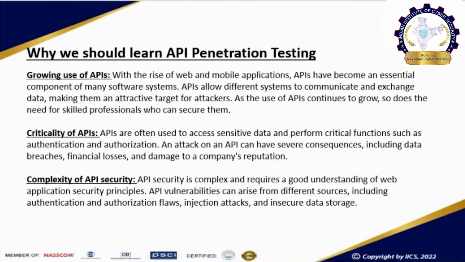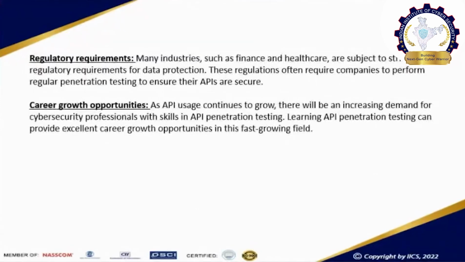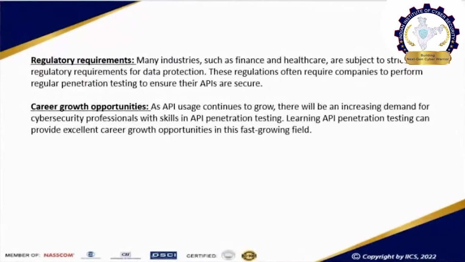Next, the complexity. API security is very complex and requires a good understanding of web application security principles. Without that, you cannot design a good API, and eventually it will break and any hacker could take advantage of it. Next we have regulatory requirements. Many industries, such as finance and healthcare, are subject to strict regulatory requirements for data protection. That's why we need to ensure APIs are secure, because APIs are used in various industries.